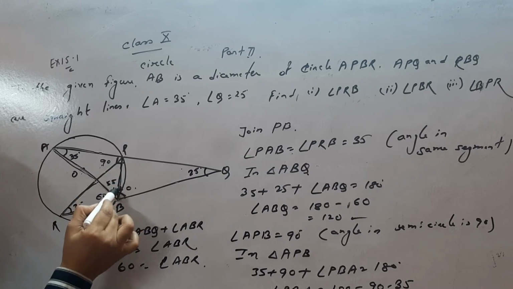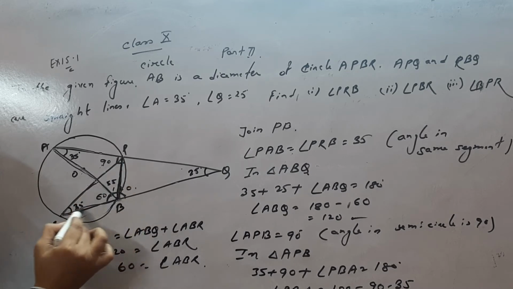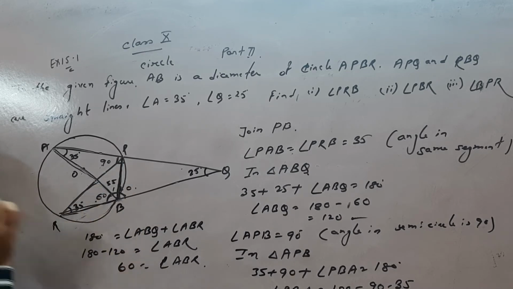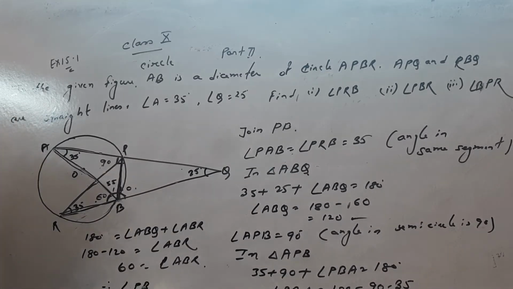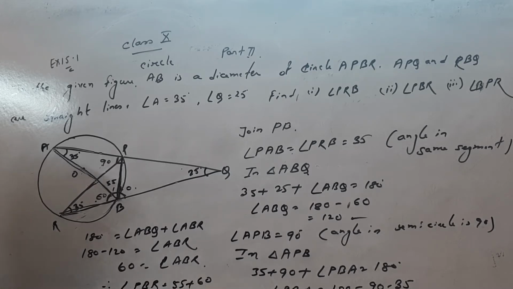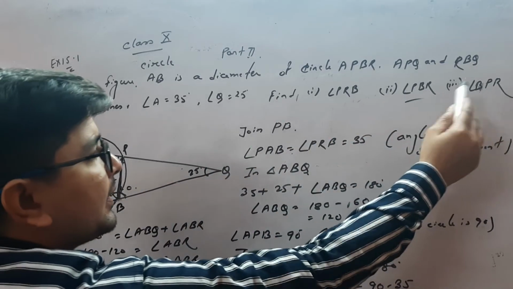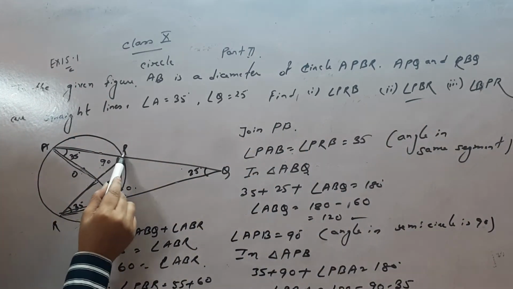So angle PBR, this is 55 plus 60. Therefore angle PBR equals 55 plus 60, which is 115. Done. So PBR is also fine. It's time for the BPR.